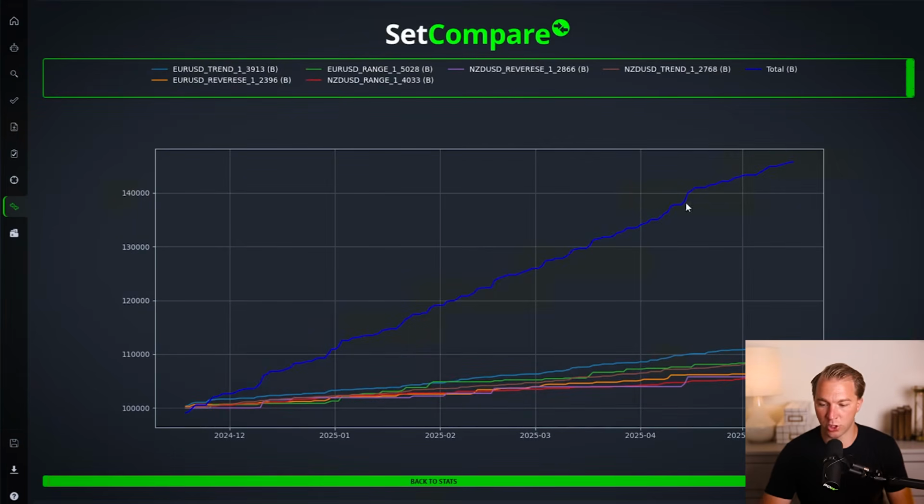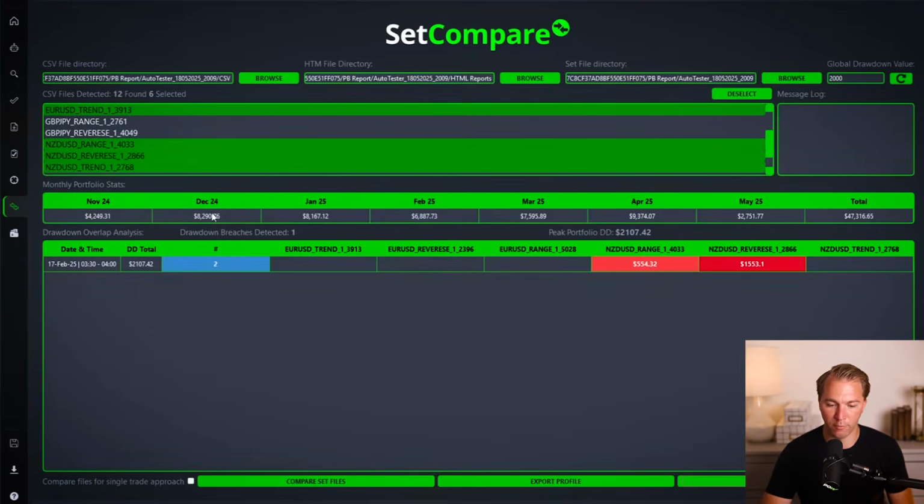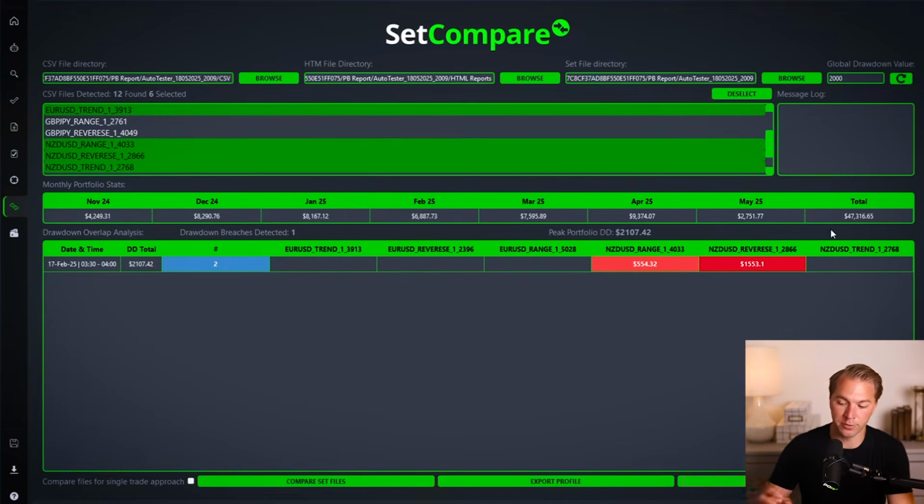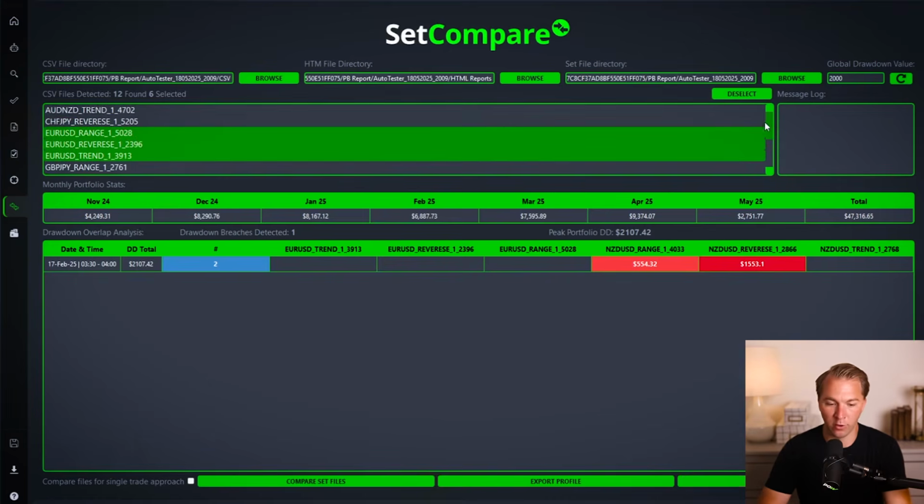So you get this chart view, all 6 of those are clustered together. And you can see month over month what the potential is for this set file to make. So this is 47% in a 6-month period, which is an absolutely outrageous amount for this to have made, right? And you can go further. You can add even more than that.